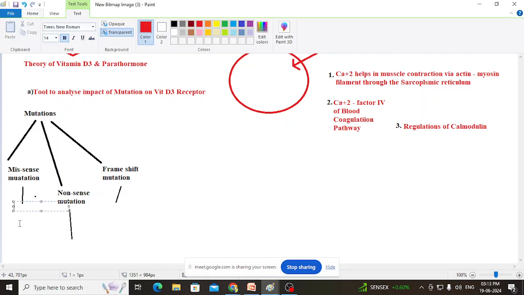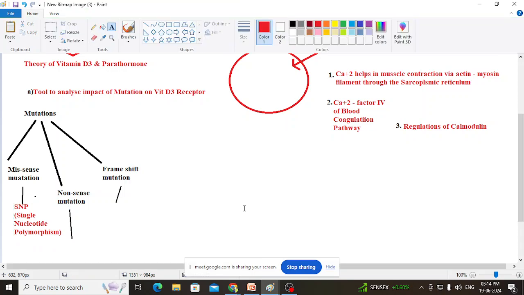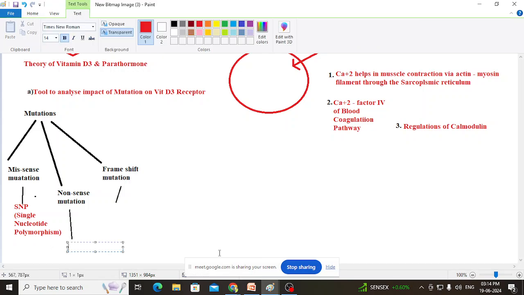This is nothing but an SNP, or we shall also call it single nucleotide polymorphism. How many of you have heard this term? So this is one thing we will discuss today. It is nothing but a single nucleotide being changed, and it will eventually lead to some kind of impact. So in nonsense mutation, what happens?